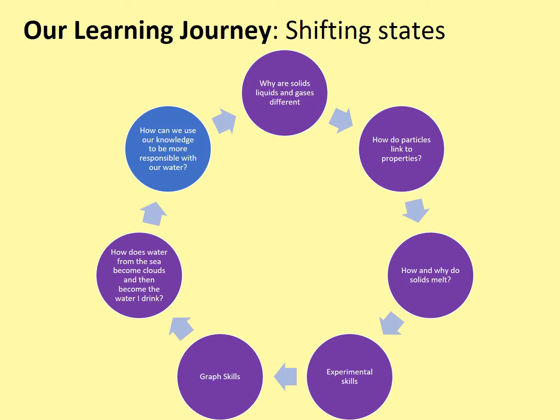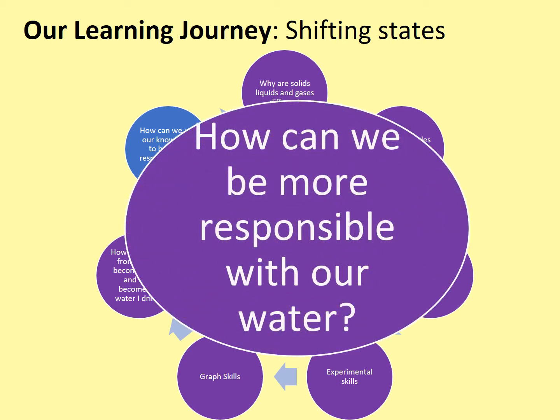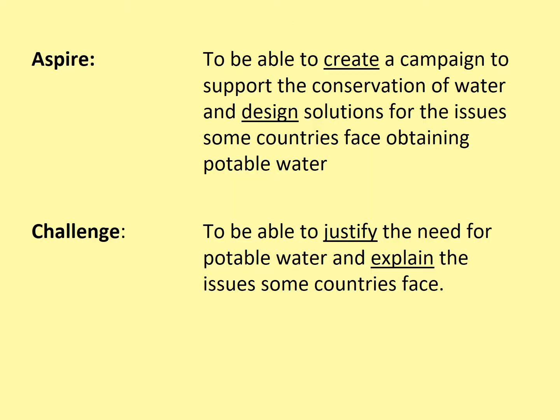So in terms of our learning journey through shifting states, we're now going to be looking at how we can be more responsible with our water. So our challenge today is to be able to justify the need for potable water and explain the issues that some countries face. And our aspire is to be able to create a campaign to support the conservation of water and design some solutions for the issues some countries face obtaining potable water. Now that second learning outcome will be also continued into next week.